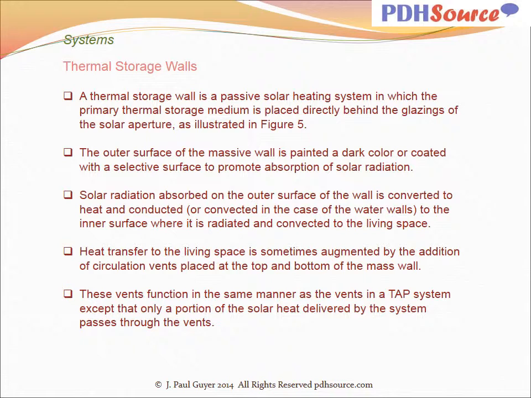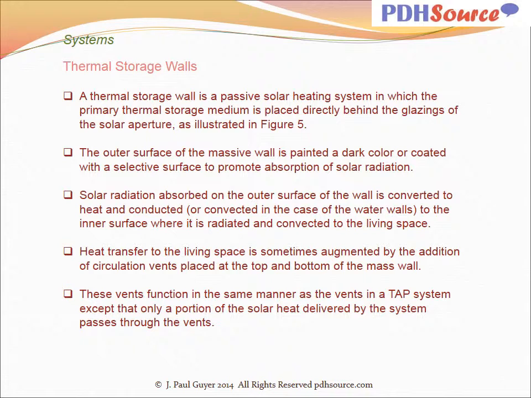The next type of system is a thermal storage wall. A thermal storage wall is a passive solar heating system in which the primary thermal storage medium is placed directly behind the glazings of the solar aperture, as illustrated in Figure 5.